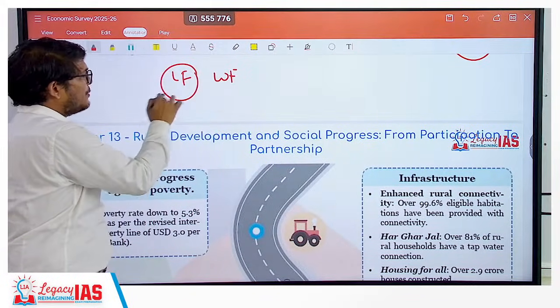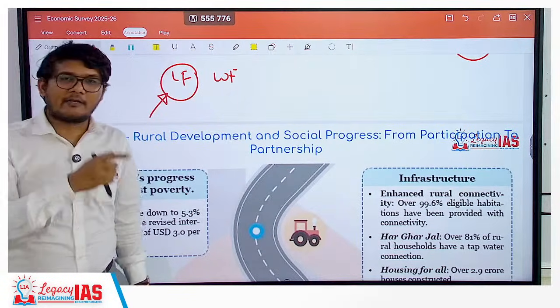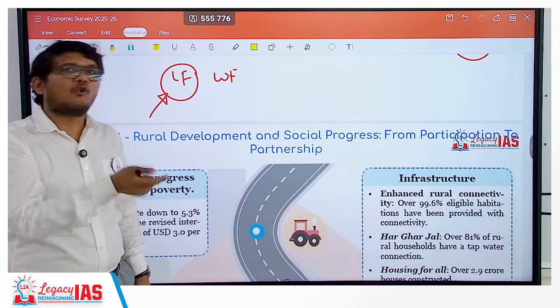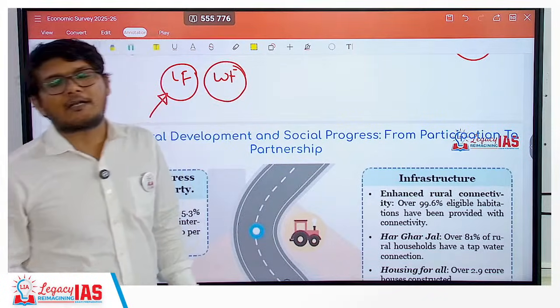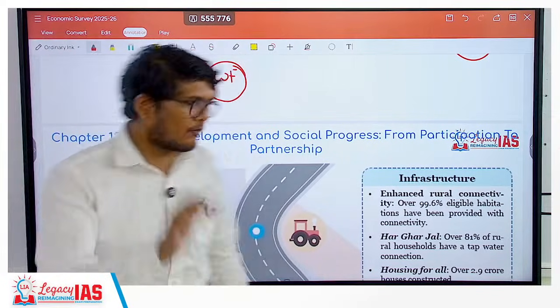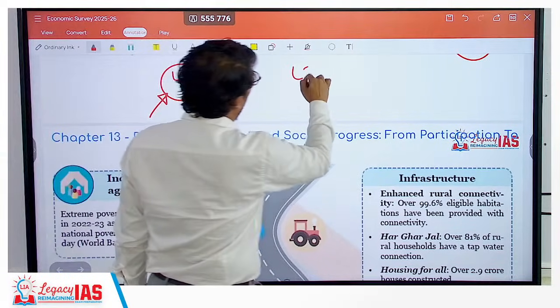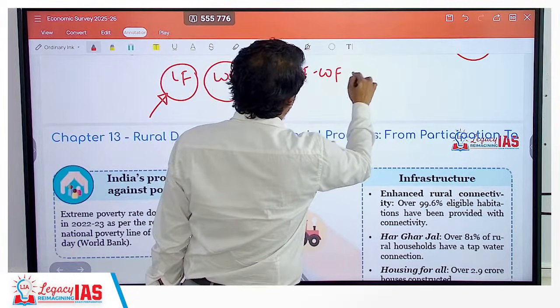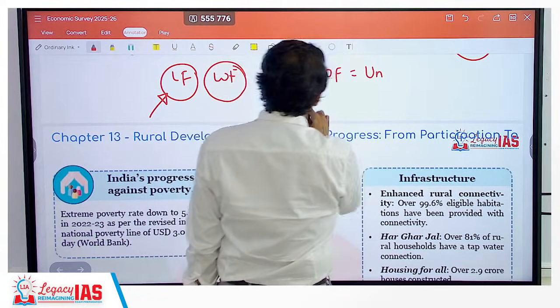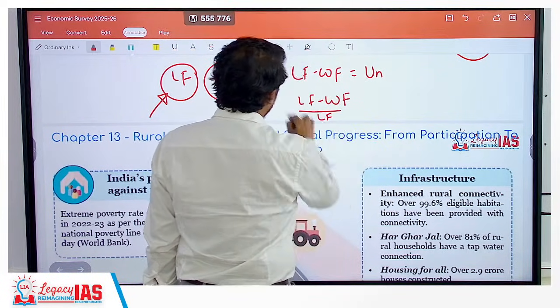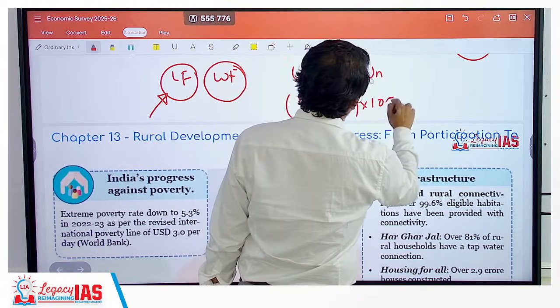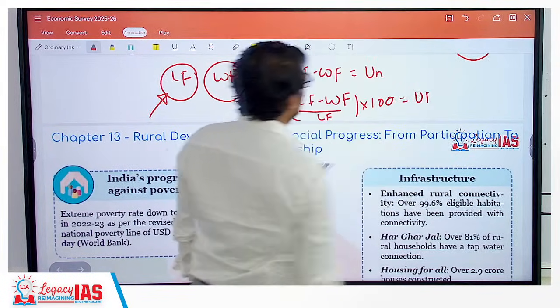Now remember, there is a difference between the labor force and the workforce. Labor force means people who are either working or looking for work, and not working also are included here, whereas in workforce only those people are included who are actually working. And this labor force minus workforce gives you the unemployment, and this labor force minus workforce divided by the labor force into 100 gives you the unemployment rate.